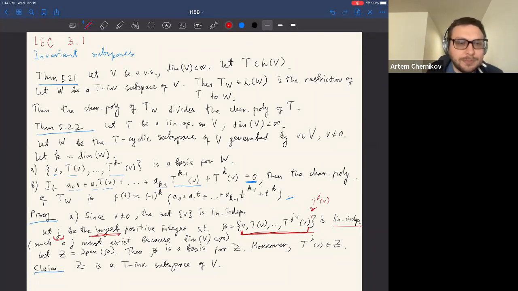Does this make sense? Now, the next question in the chat: why do you want to show that Z is T-invariant? The idea is to use the characterization of cyclic subspaces as the smallest invariant subspaces containing a given element that we discussed last time. Then we will use it to show that, in fact, Z is equal to W. But you'll see it in just a second, so just go with me for this part for now.